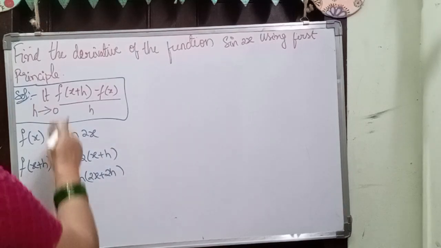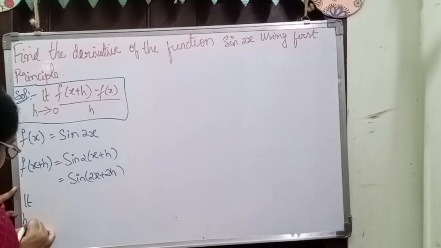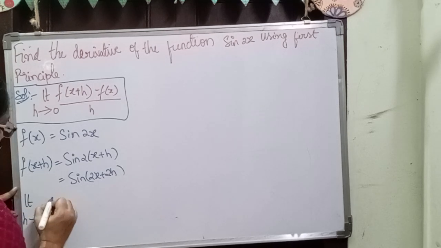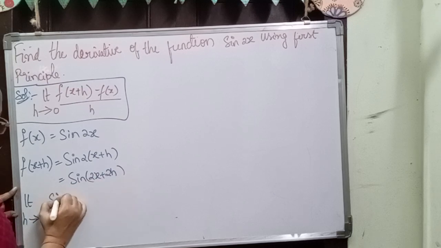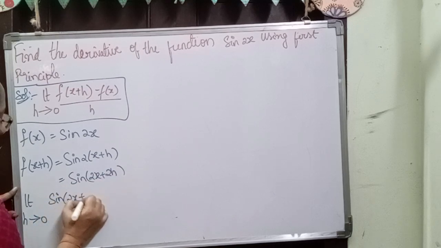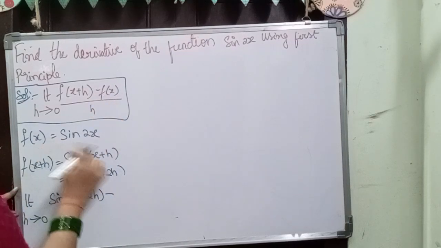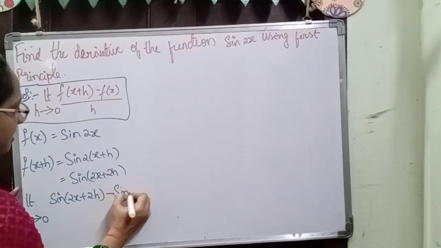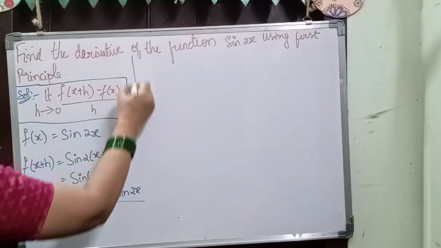Now using this we have to write this. Limit h tends to 0, f of x plus h is this one, that is sine of 2x plus 2h, minus f of x, the first function we have taken, that is sine 2x, whole by h.